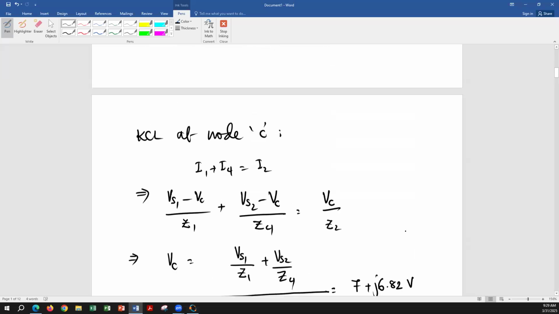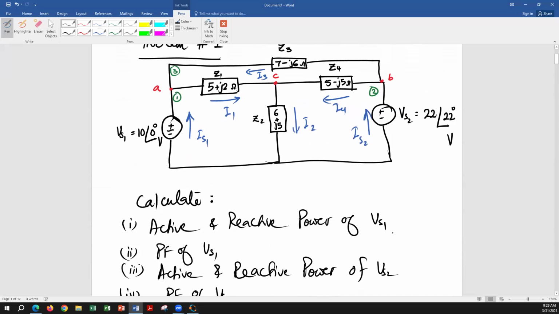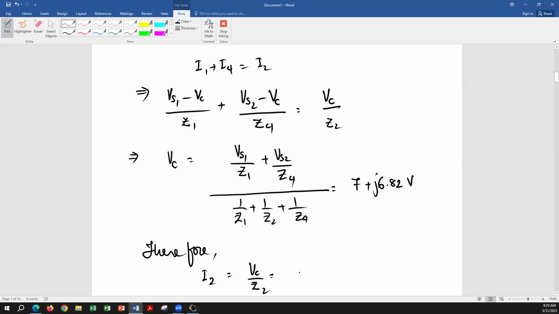We're gonna move on. So we know VC now. Since we know VC, we can find different currents, and then that's all we need. We need to find the current IS1, current I2, and current IS2, and we can calculate everything. So let's go ahead and find I2 first. Therefore, I2 can be calculated as VC over Z2.